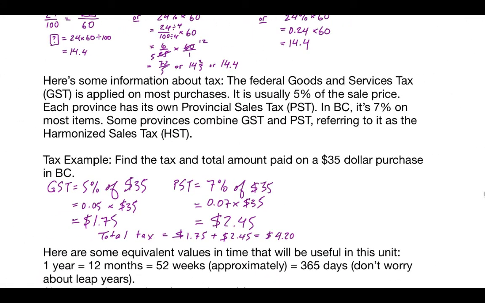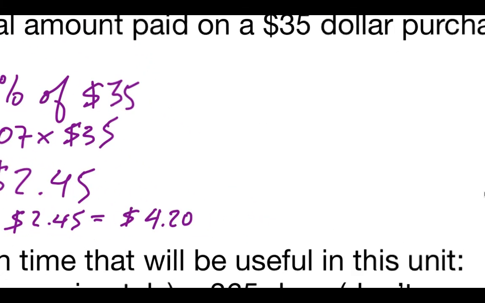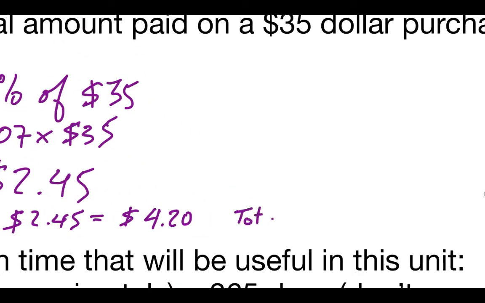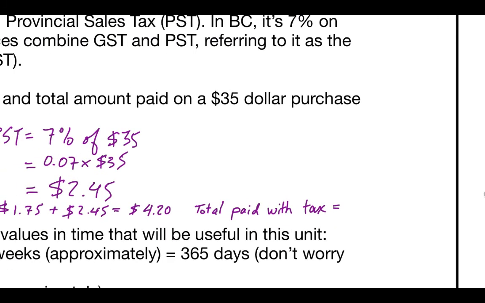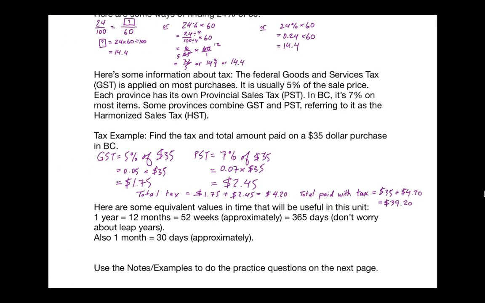So now, if I want to find the total paid with tax, then this is going to be $35 and adding the tax amount, which is $4.20, and it'll be $39.20. Okay, cool. So there you go.